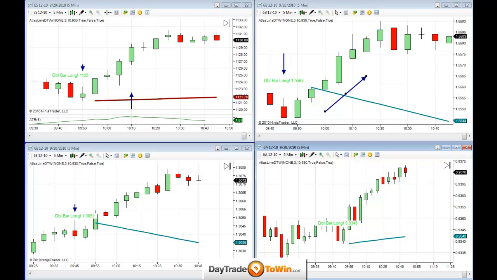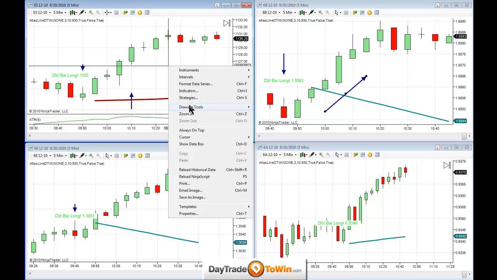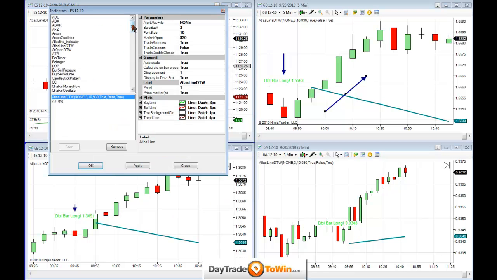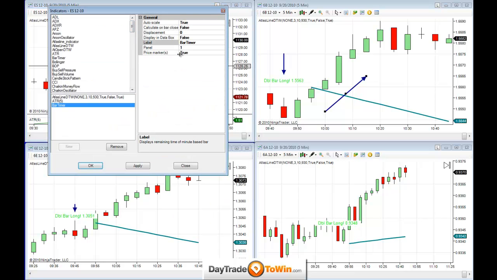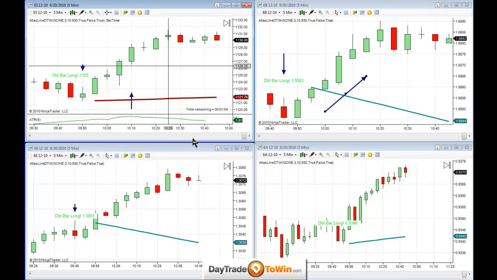And everyone should be using, which I don't have on these charts, a bar timer. Use the bar timer to your advantage. Never be in the dark when you're trading. So for example, I want to know when this candle is going to close. So I am going to go to my indicators list. I'm going to go to bar timer right there, and I'm going to add it. And you can see here that there's 1 minute left in this candle.